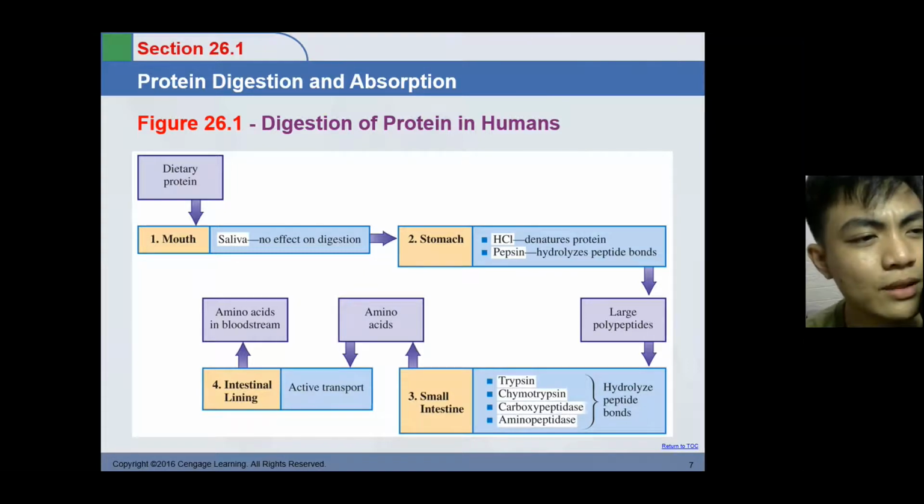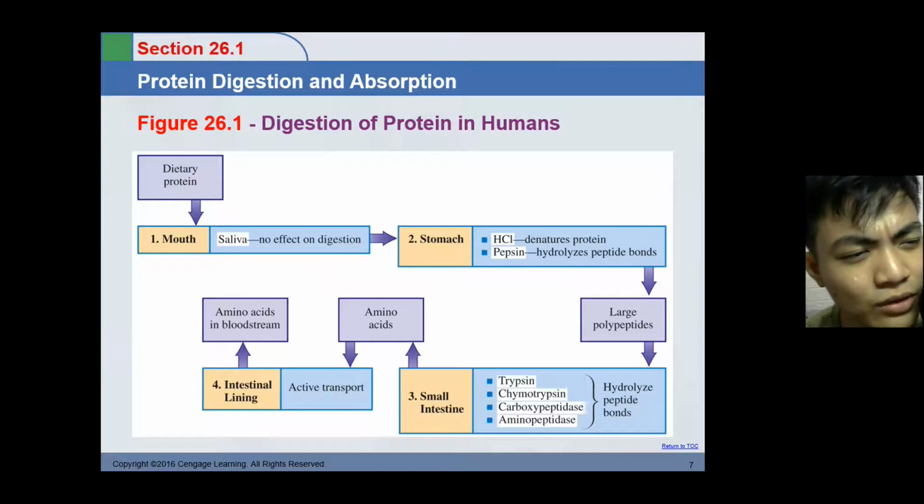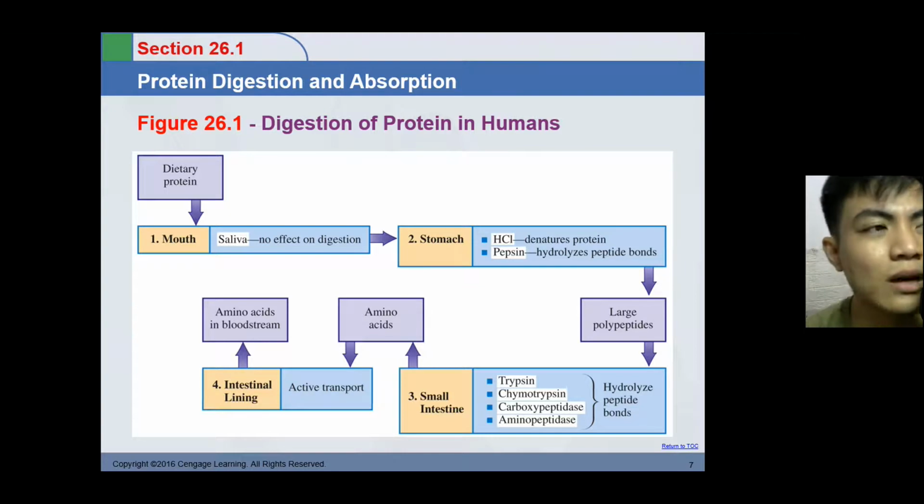Okay? So, pag naputol-putol yan, they will travel down the small intestine wherein more enzymes are awaiting, such as trypsin, chymotrypsin, carboxypeptidase, and aminopeptidase. Yan yung mga enzymes that will cut them eventually into individual amino acids. And then, once we have our individual amino acids, they can pass through the intestinal lining, going into the capillaries, waiting to be transported by the blood. So, pagkadaloy sa dugo, doon na siya madadala into our cells sa body.